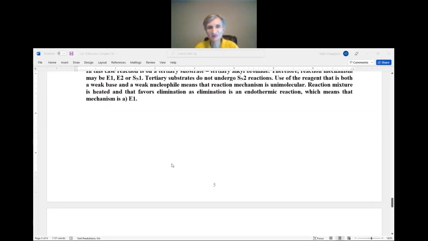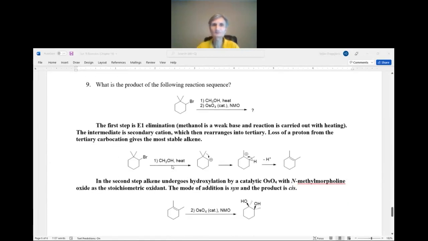Okay, no questions. So the final two exercises are a little bit different. They involve multi-step questions. So what is the product of the following reaction sequence? Multi-step and also require knowledge from different chapters. So you're being tested on knowledge from more than one chapter.